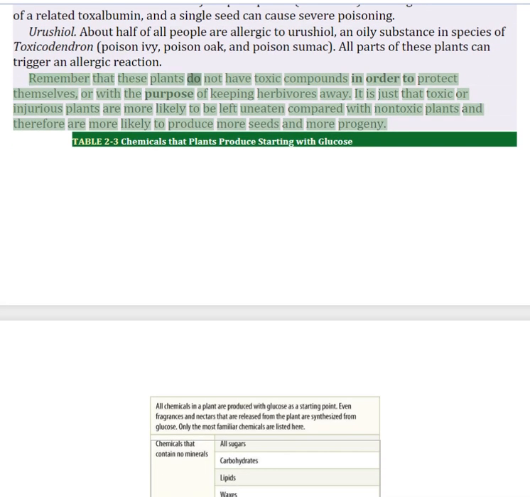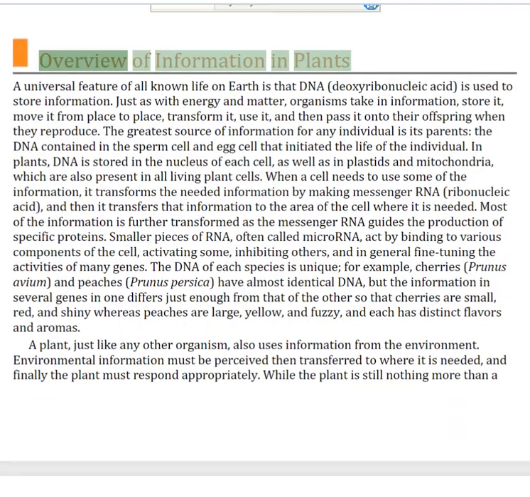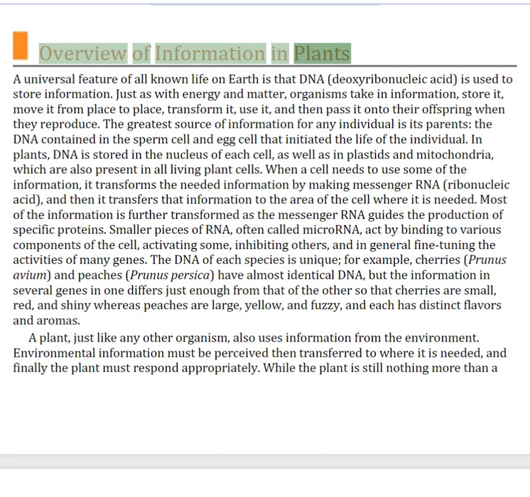Remember that these plants do not have toxic compounds in order to protect themselves, or with the purpose of keeping herbivores away. It is just that toxic or injurious plants are more likely to be left uneaten compared with non-toxic plants and therefore are more likely to produce more seeds and more progeny. Table 2.3, chemicals that plants produce starting with glucose. Overview of information in plants.